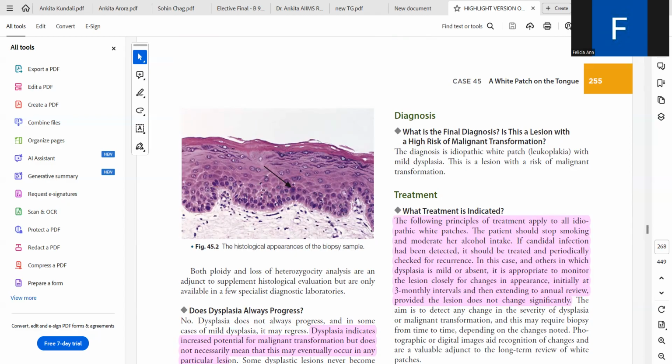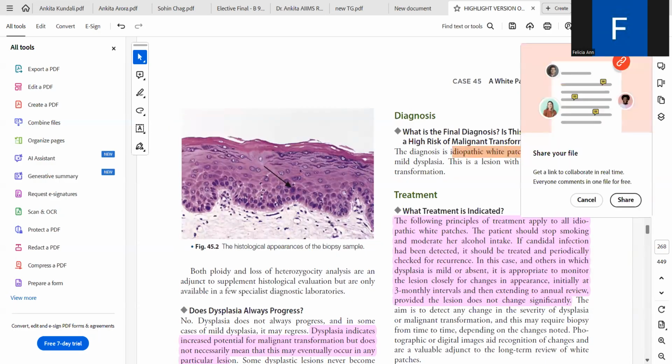And what is the final diagnosis for this lesion? It is idiopathic white patch or leukoplakia. That is the final diagnosis after the biopsy.